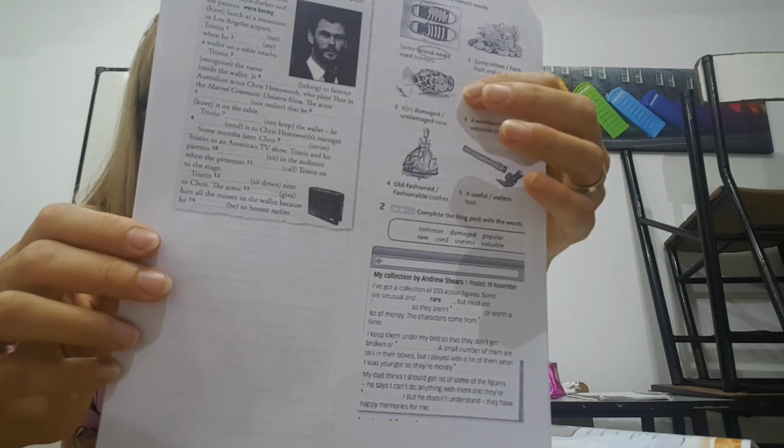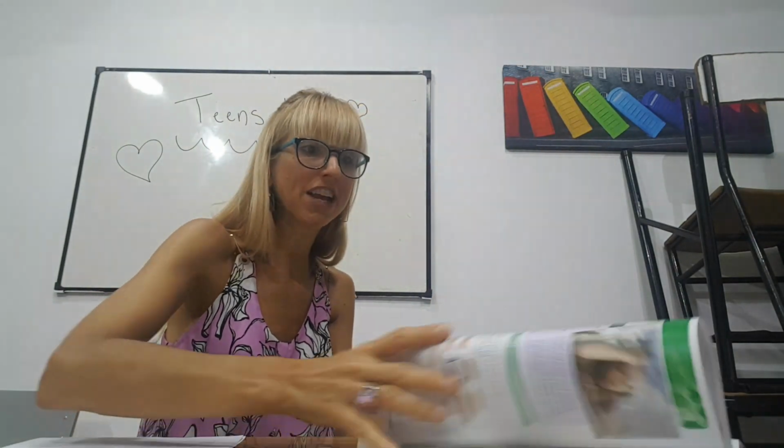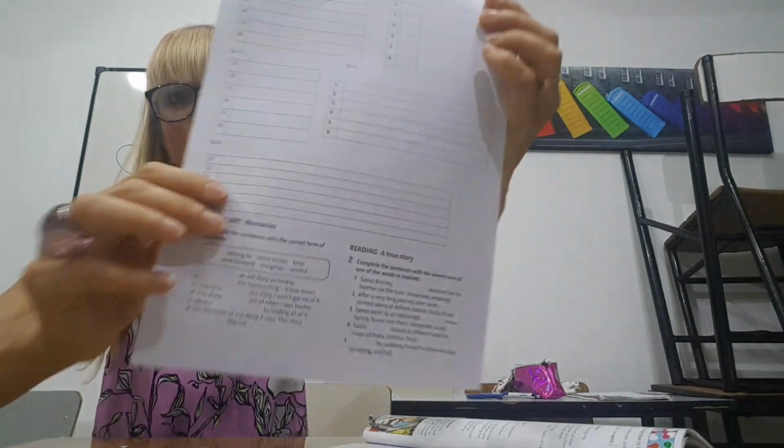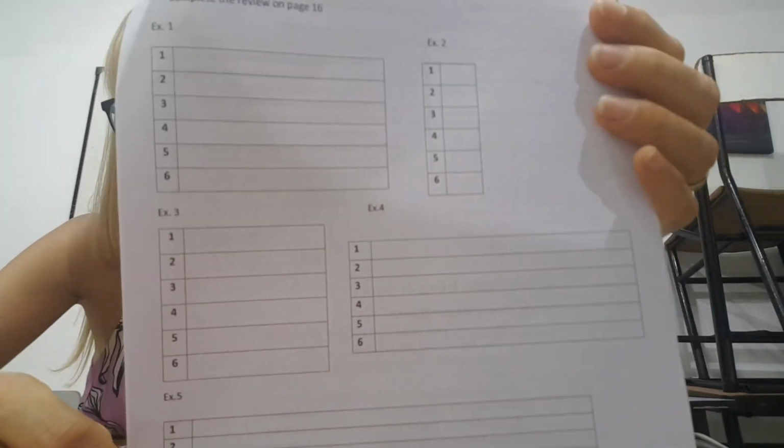Okay? Well, and now we are finishing the unit. In page 16, we have a review of all the unit. Well, you can imagine that this is homework, okay? You can imagine that. So the review is to be done here, okay? You have exercises 1, 2, 3, 4, and 5, okay?